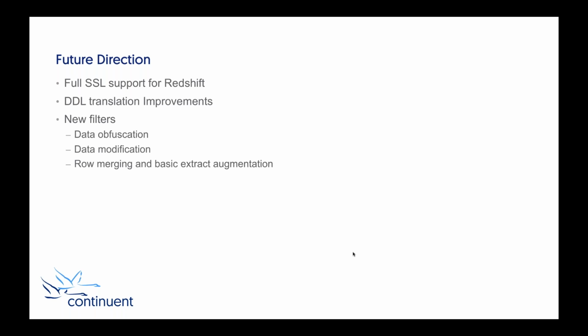So what are we doing for the future? Well, one of the things we don't do at the moment is fully support SSL within the Redshift applier. That means we are not natively speaking to Redshift over an SSL connection with the replicator. And that is something that we want to change because we understand that that's important to people.